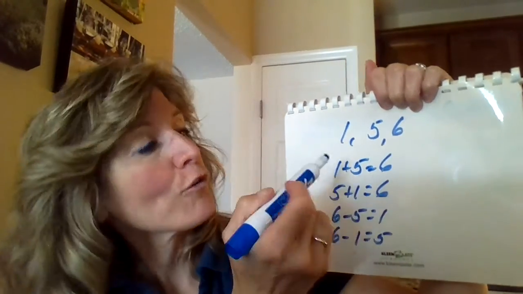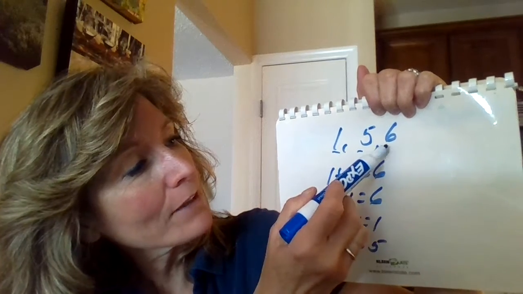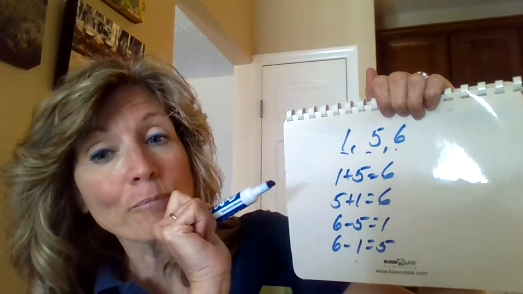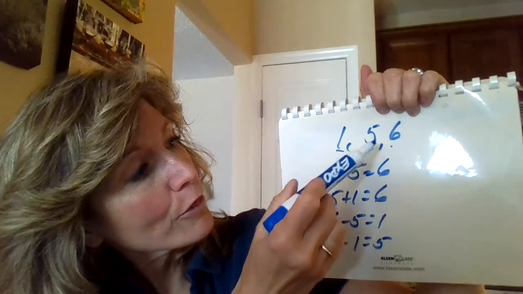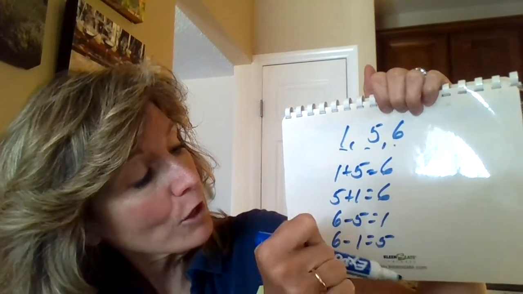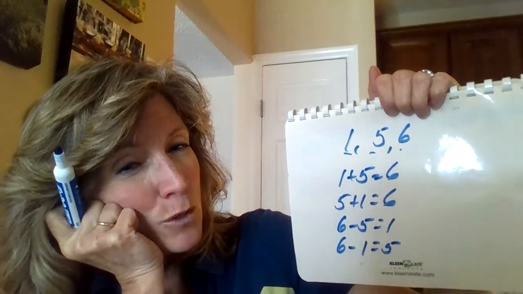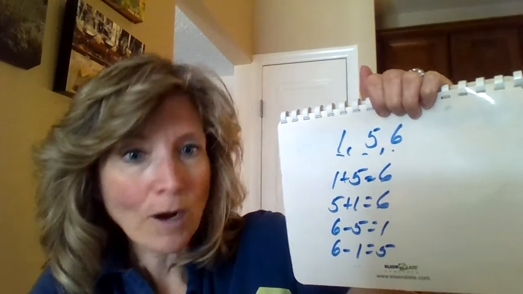How do I know this is correct? Because these two have to add to this, and then you have to look at every problem and say, do I have all three numbers in there? Yep, I have all three numbers in there. So it's the commutative property. It's called fact families when you get to first grade.